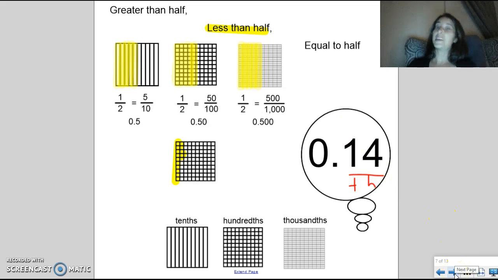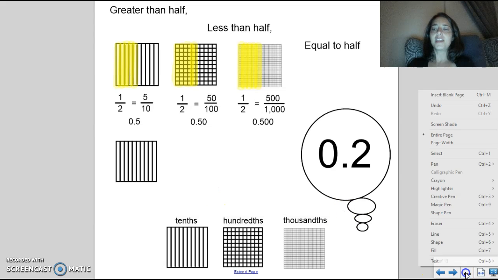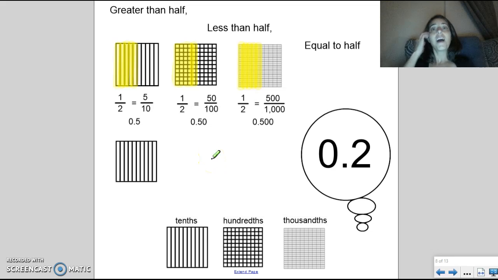Because 50 hundredths would be exactly half. How about this one? This one we're dealing with 2/10. So I'm going to go ahead and grab that tenths frame. I have it divided into 10 equal pieces. And if I'm going to highlight what I'm dealing with, I'm only dealing with 2 of these little tenths.